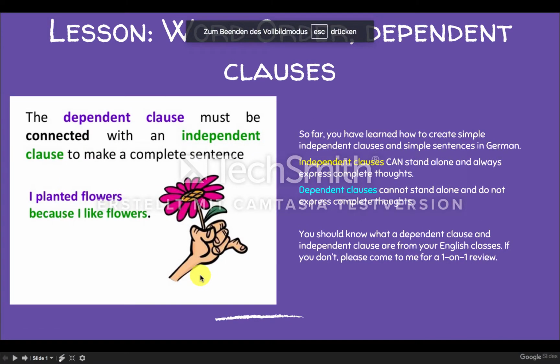This lesson is on word order when we use dependent clauses in the German language. If you do not know what a dependent clause or an independent clause is in the English language, you're going to have a lot of trouble with this lesson. So come to me for some one-on-one support if you need help with these definitions. I give you some information here to refresh you in case that's all you need.